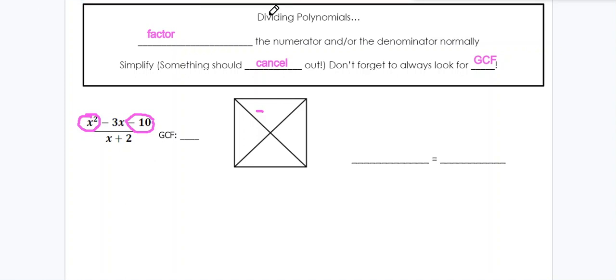Hello, welcome to Algebra. Today we're going to learn how to divide polynomials. We've been multiplying them, we've been factoring them, and now it's time to learn how to divide them.